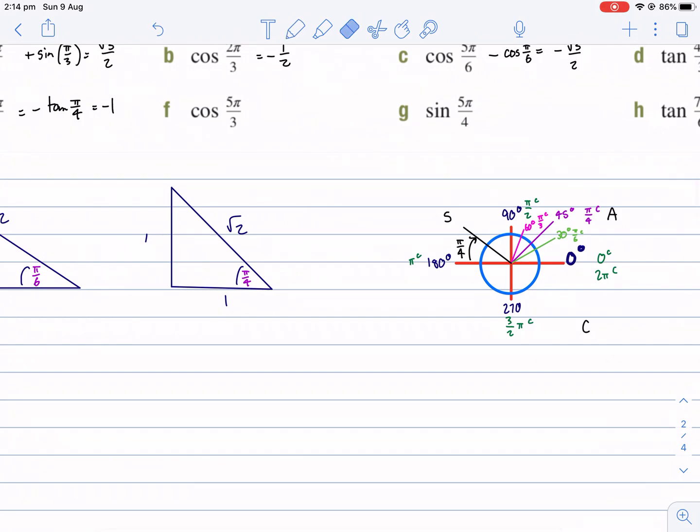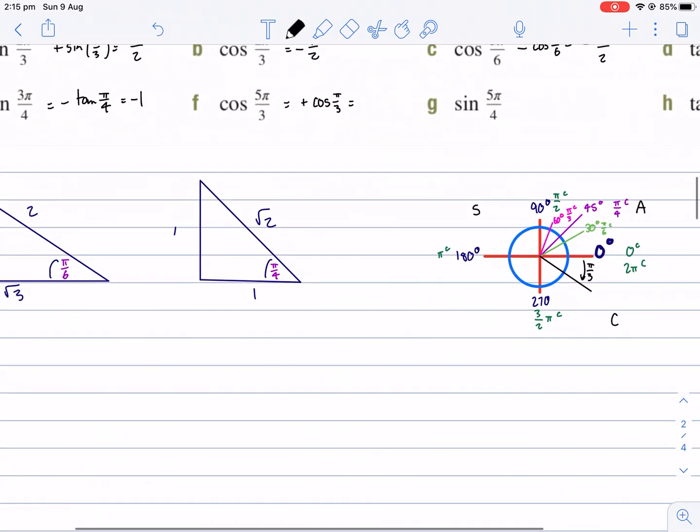Cos 5 pi on 3. Now that's 5 lots of pi on 3. So it's 5 lots of 60, which means it's 300. So we're around here, and it's pi on 3 down from the horizontal, because it's just less than 2 pi, which is 6 pi on 3. So it's in the cos quadrant, so it's positive cos pi on 3. Cos pi on 3 is a half, so it's a half.